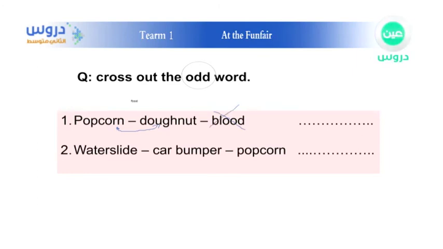Okay, what do you think? What is the next? Water slide, bumper car, popcorn. Very good, MashaAllah. You are so smart, tabarakallah. Very good. Blood and popcorn.